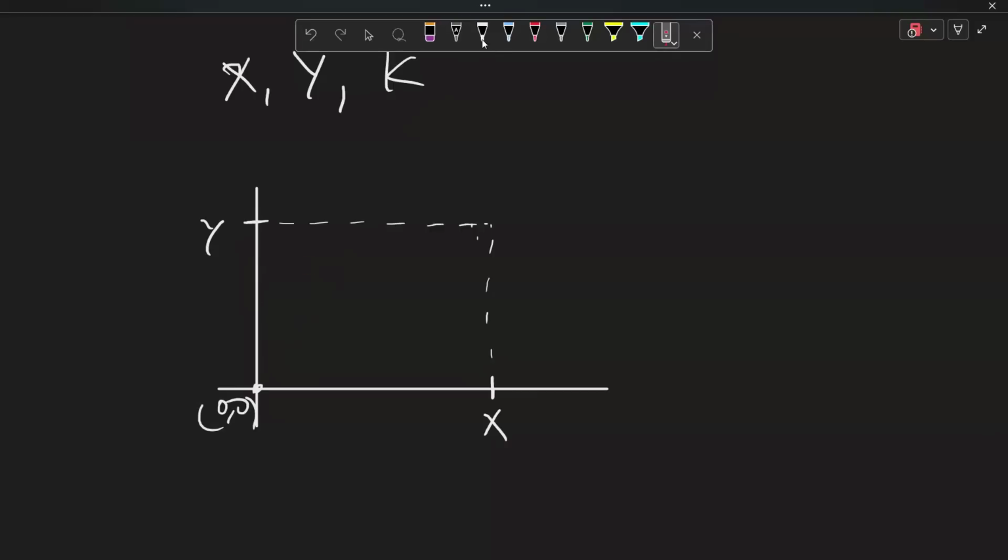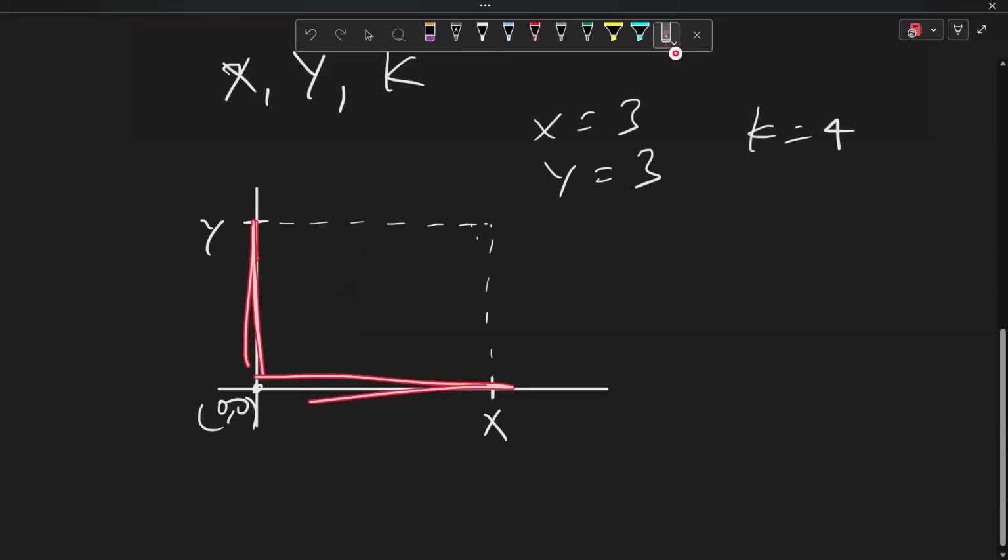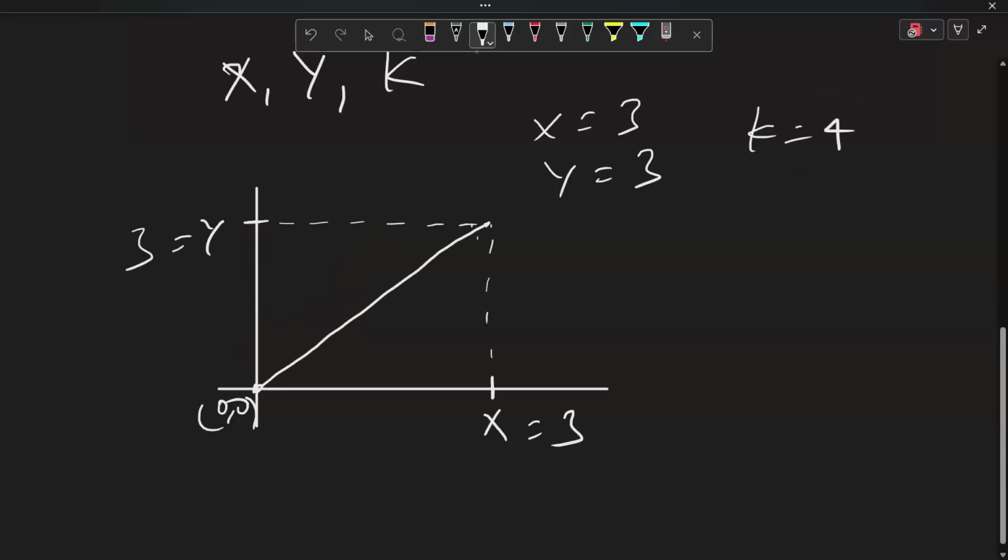Let's suppose X is given as 3, Y is given as 3, and k is given as 4. If this is 3 and this is 3, and you want to take a length of 4, then you cannot take this 3. You would have to take something slanting. That way you can take more length. So if X was 3 and Y was 3, then you can take this diagonal line.